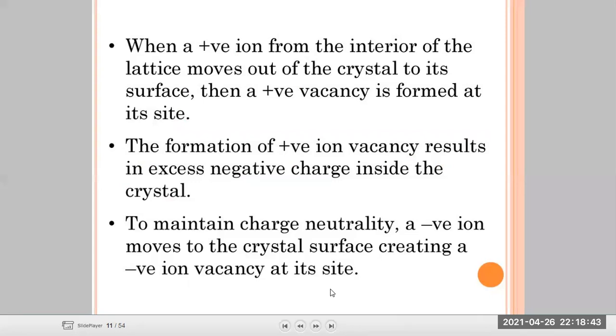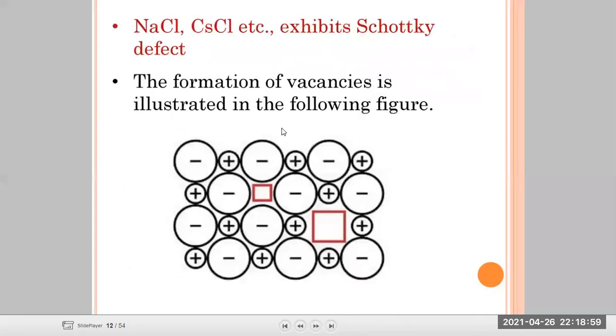To maintain the neutrality of positive and negative, a negative ion moves to the crystal's surface, creating a negative ion vacancy. So this is the way we can maintain the charge neutrality inside the crystal. I think that you got some idea. Examples of Schottky defect are NaCl, that is sodium chloride, and cesium chloride. In the schematic diagram of the formation of vacancies, you can see that there is a cation and anion, cation and anion.